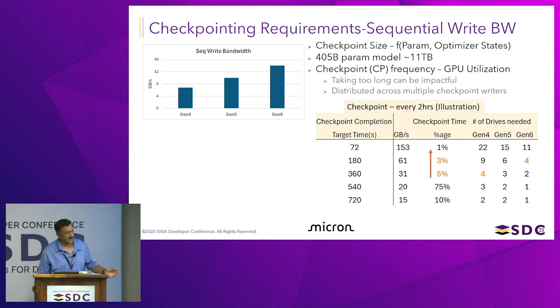So another dimension to this would be to say that if you completed the checkpoint in 360 seconds versus 180 seconds, now you've improved the percentage of useful work that the GPU can do from 95% to 97%. So there's the benefit of increased sequential write bandwidth on the SSDs.